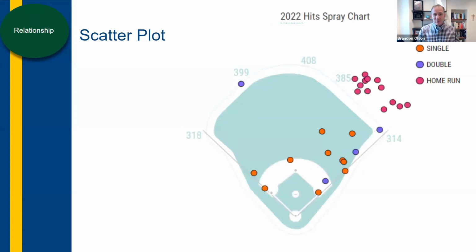Now, another way to do scatter plots is not just on a y-axis, but you can use this on different forms of maps or different forms of representations. So here we're taking a look at the type of hits and where they're being hit on a baseball diamond. So this is a way to represent the relationship between the type of hit and where on the field that hit was made. So a different way to look at relationships. It doesn't have to be all on a y-axis, but we can use other representations depending on what we're trying to measure here.